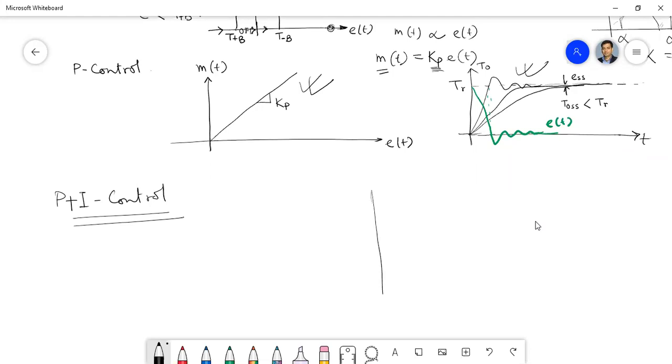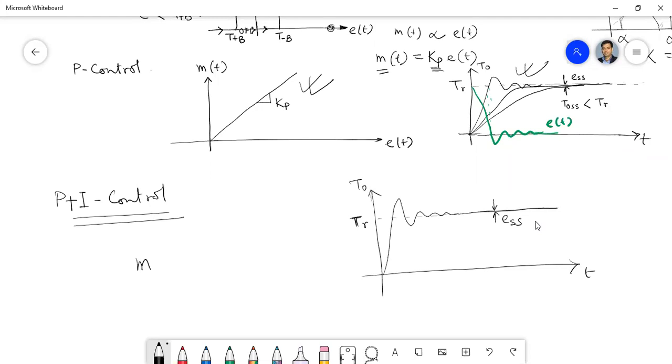But what it will do is deteriorate your transient response. The integral control will deteriorate your transient response. So that is the problem. Otherwise, in the steady state, it will give you absolutely the desired value. That means the steady state error will be 0 once you apply your integral control.